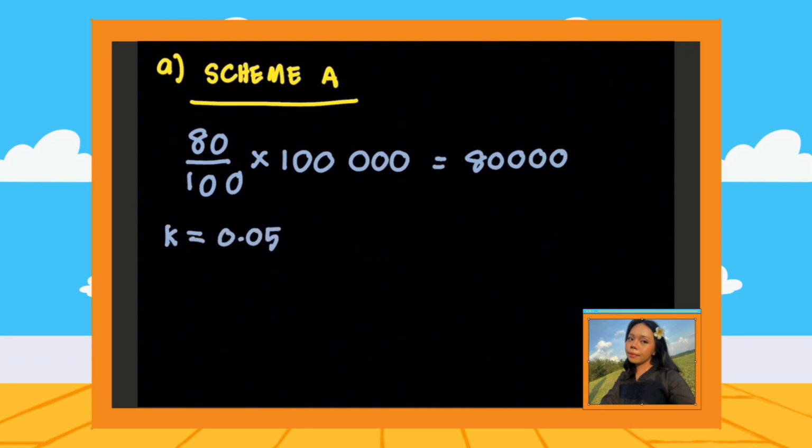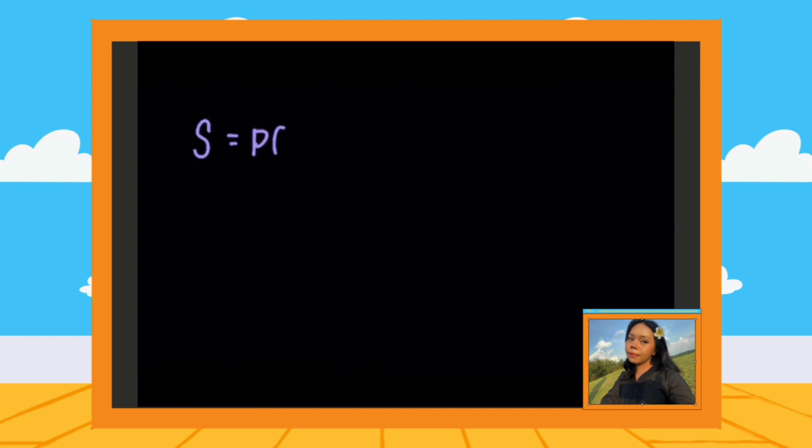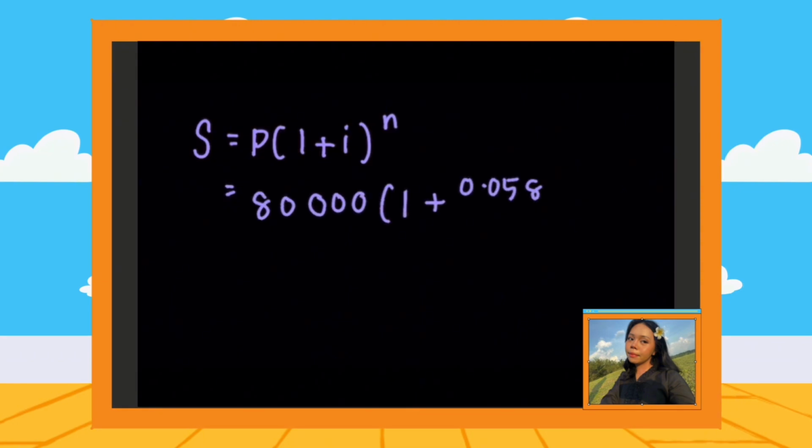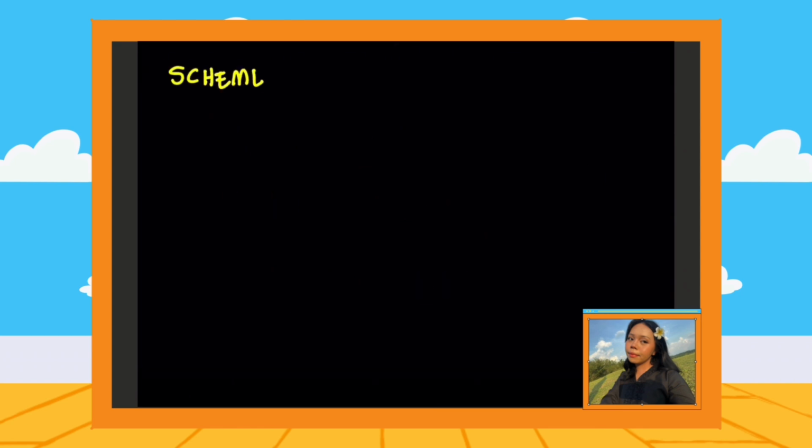So the K is 0.058, the M is 6 because it is compounded every 2 months, and the I is 0.058 over 6, and the N is 39. The T is 6.5. For this question, we need to use this formula to solve for the future value. So the P is 80,000, the I is 0.058 over 6, and the N is 39. So we will get 160,422.37 ringgit. Now, moving on to scheme B.